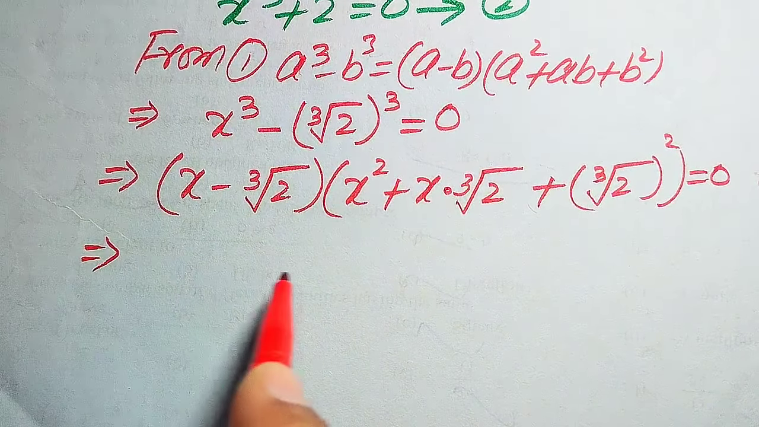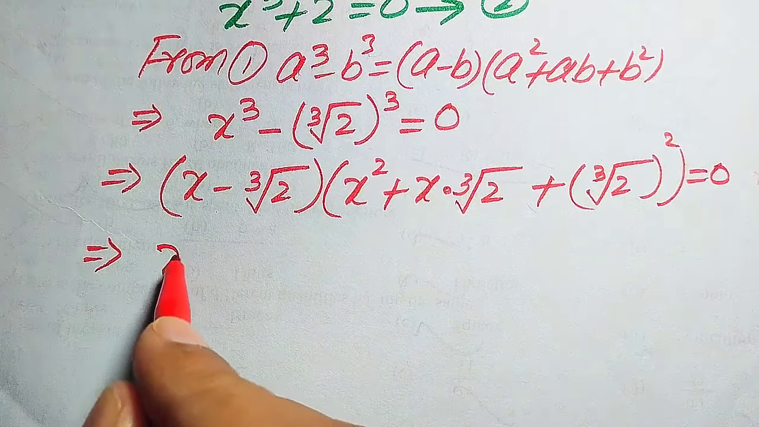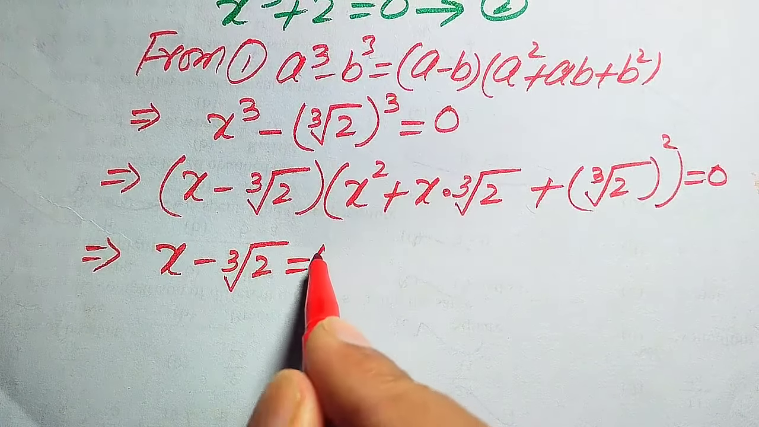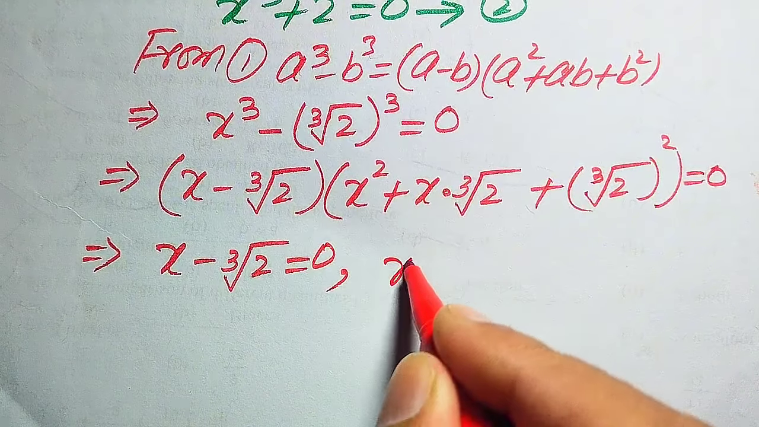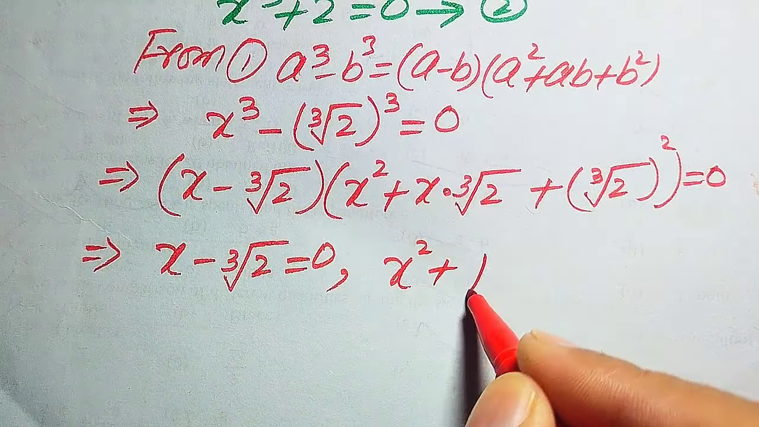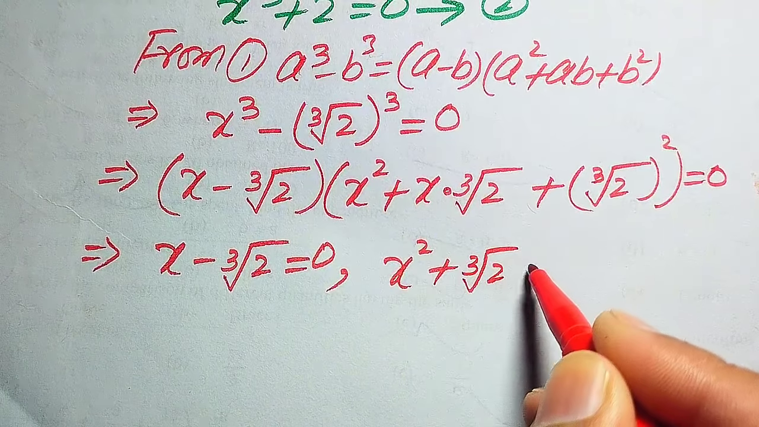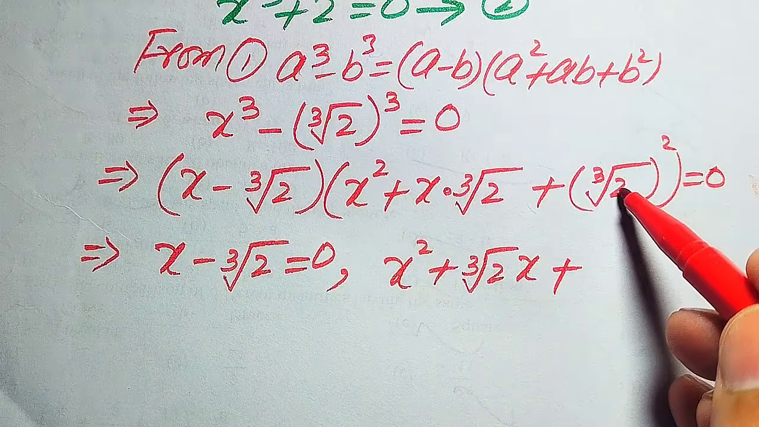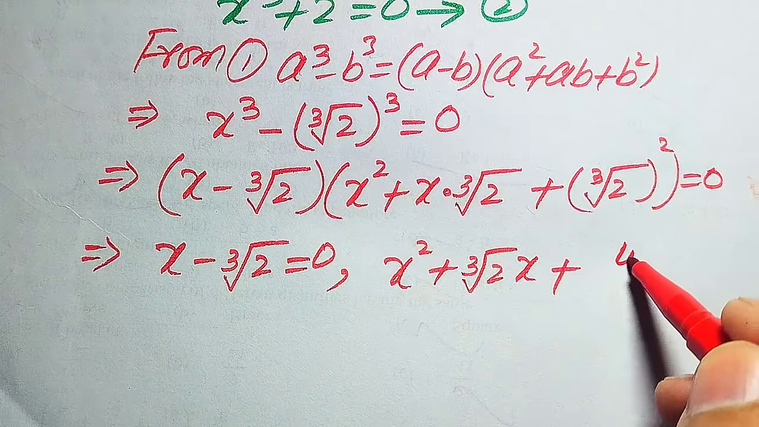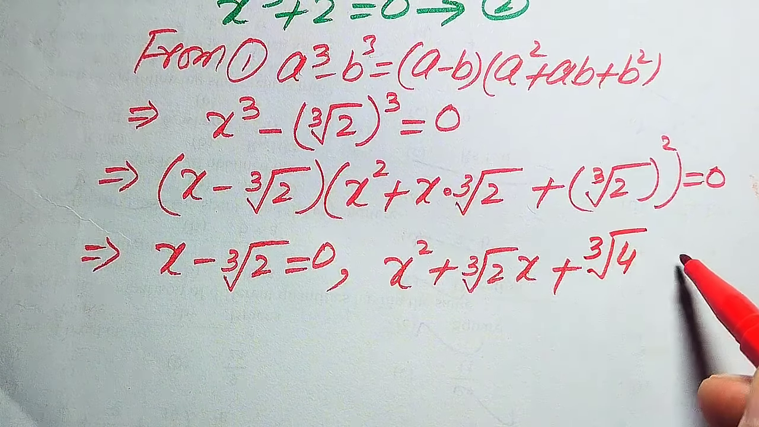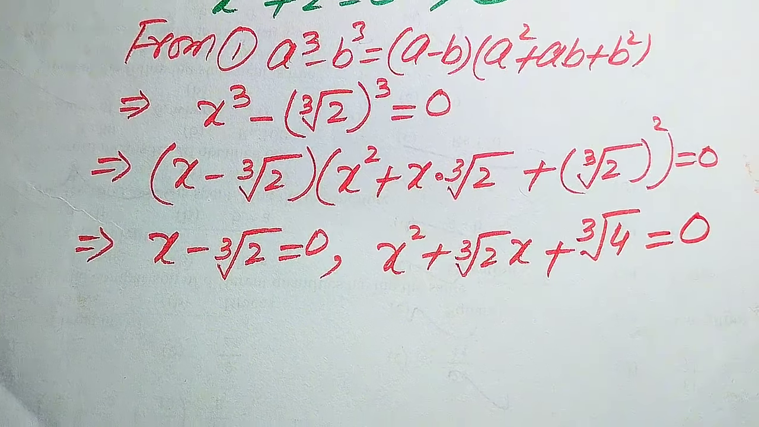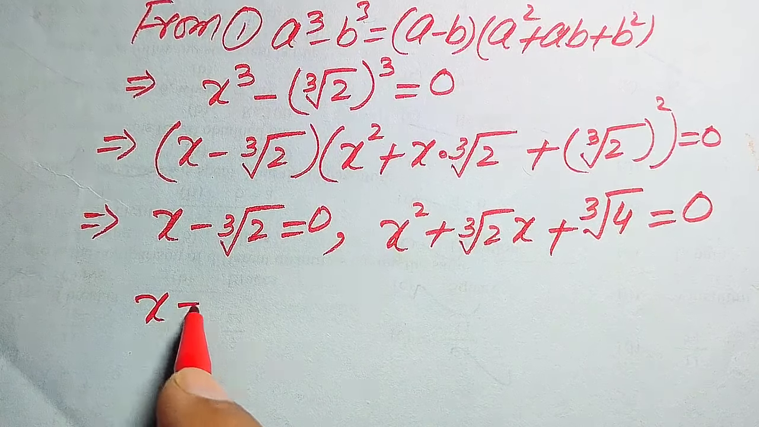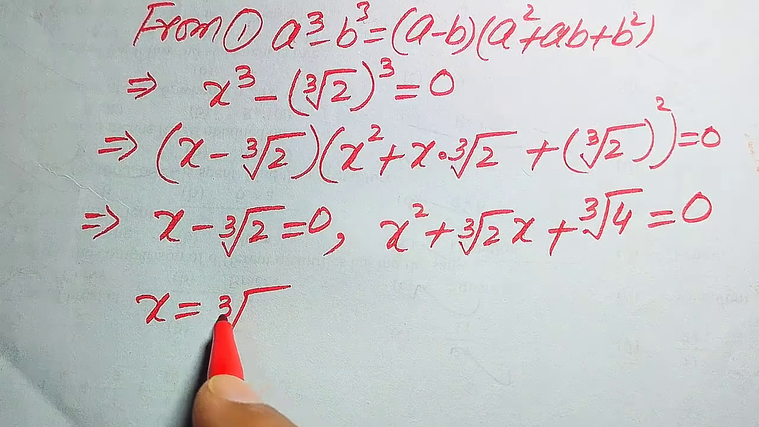So here we need to divide this equation into two cases. The first case is x minus the cube root of 2 equals 0, and the second case is x squared plus the cube root of 2 times x plus, here we move this 2 inside the root, and it becomes the cube root of 4, and this whole equation is equal to 0. From here we easily get the value of x equals the cube root of 2.